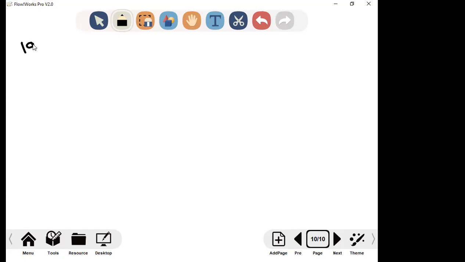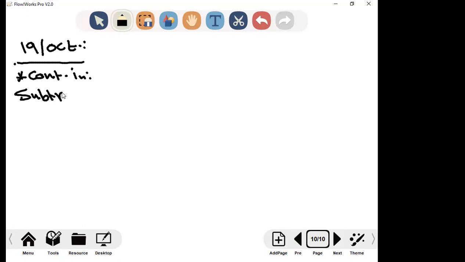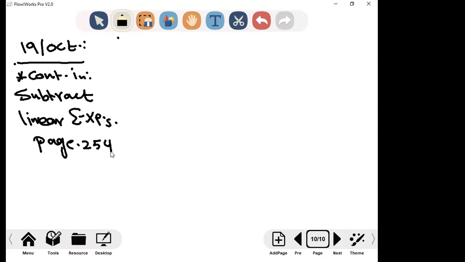So today we are in 19 October. Continue and subtract linear expressions. We are on page 254. Now, in the previous lesson, we took 2 ideas.